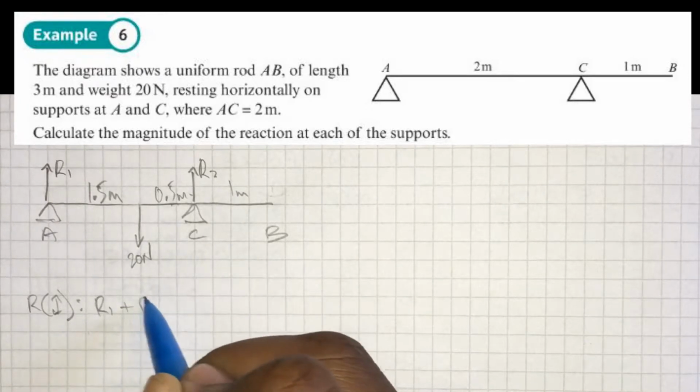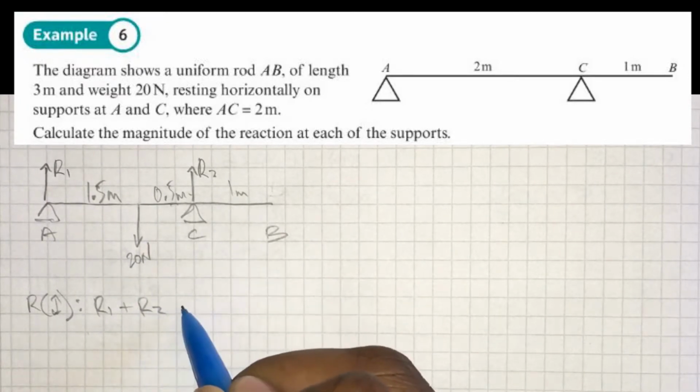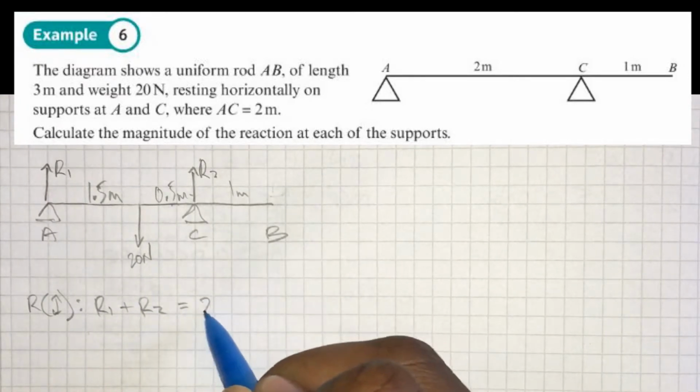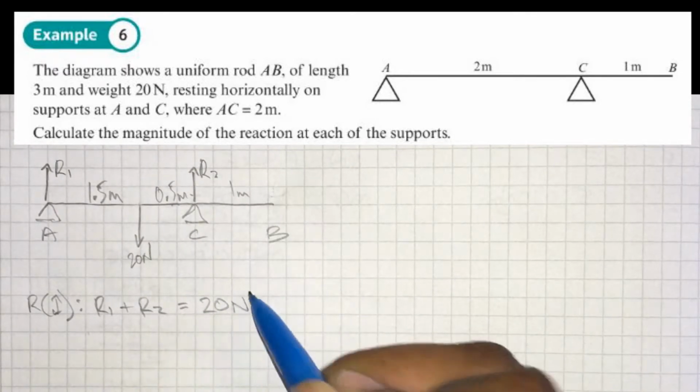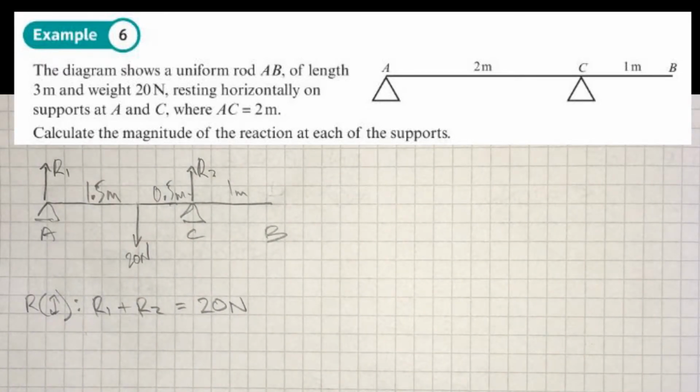Okay, next we'll get into our strategy. The first thing to do is to resolve forces vertically. Everything up equals everything down. R1 plus R2 equals 20 newtons. We can come back to this later.